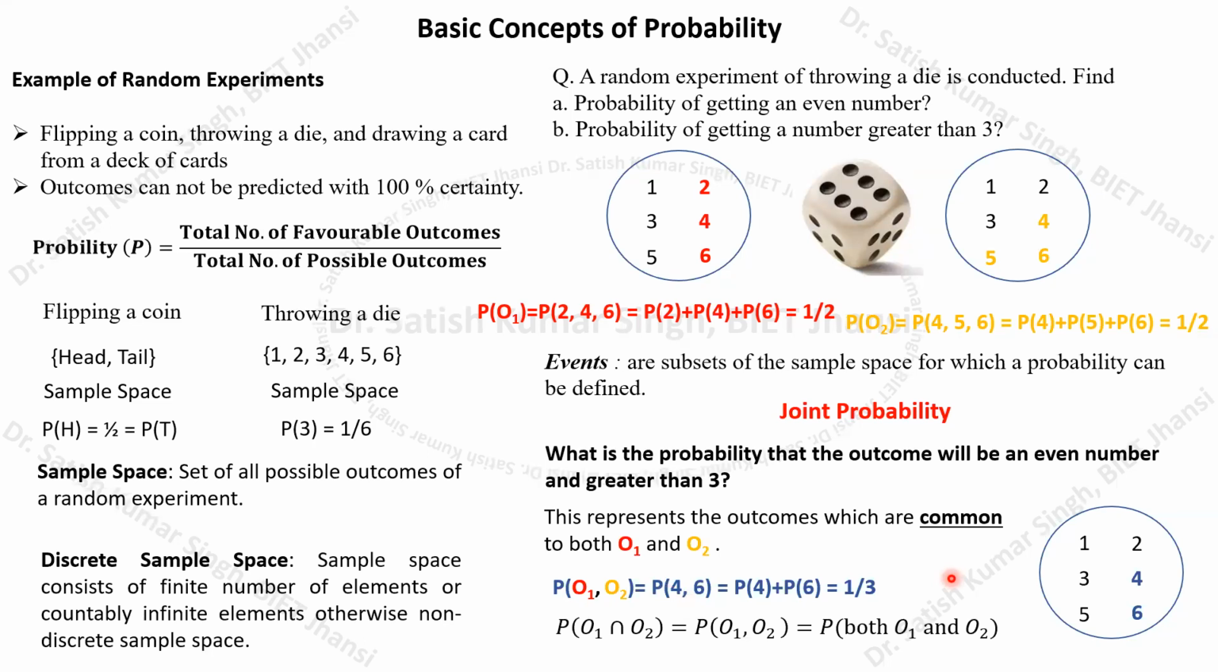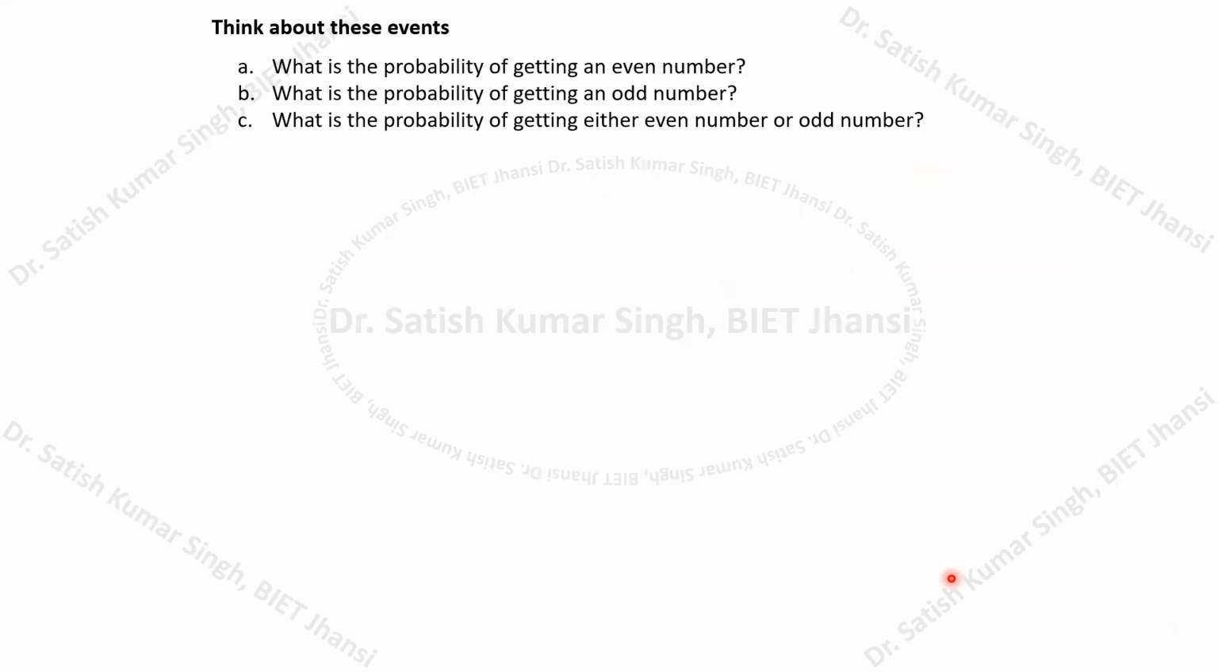Now, try to see another problem. Think about the probability of getting an even number. Okay, that we have already discussed. Then what is the probability of getting an odd number?